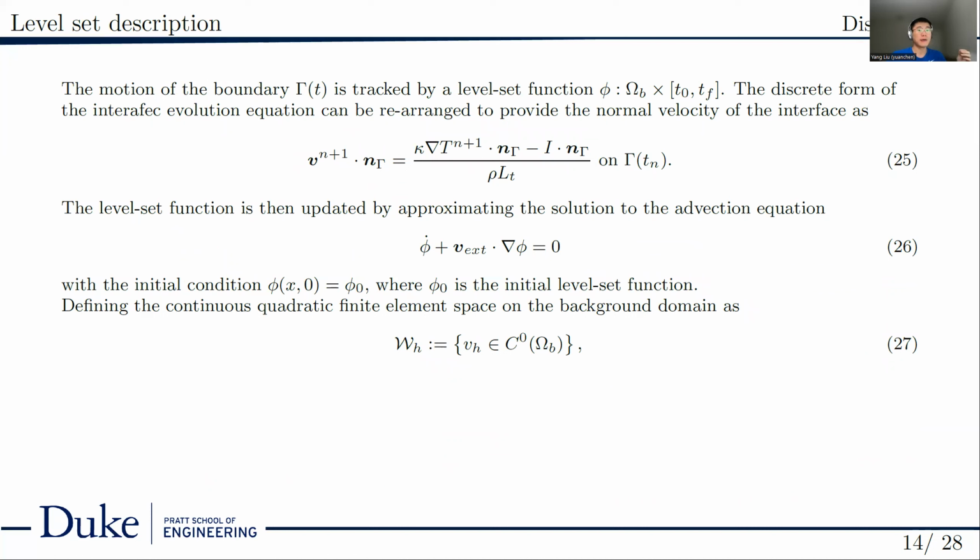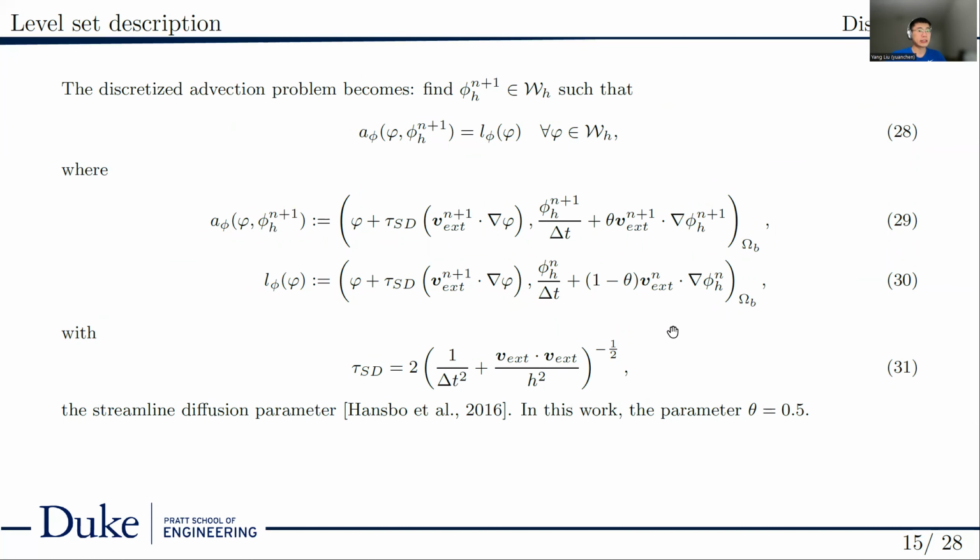Then to describe the motion of the interface discretely, we need the discrete form of the interface evolution as follows. The level set function is updated by the solution of the advection equation. Note that the finite element space of the level set is defined on the whole background domain, omega b. Then the discretized advection problem becomes to find phi h at n plus one time step, where tau sd is the streamline diffusion parameter proposed by Hansbo et al. in 2016. And in this work, the parameter theta equals 2.5.